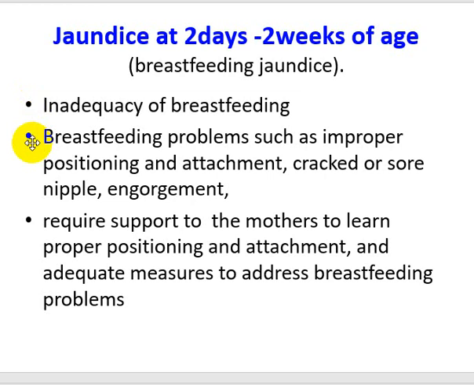And there are many problems behind breastfeeding problems. Examples: improper positioning, improper attachment, cracked nipple, engorgement. Sometimes the mother is not giving her baby frequent feeds. And breastfeeding jaundice needs support for the mothers, and we should know the way of breastfeeding, proper positioning, proper attachment, and adequate measures to address breastfeeding problems.